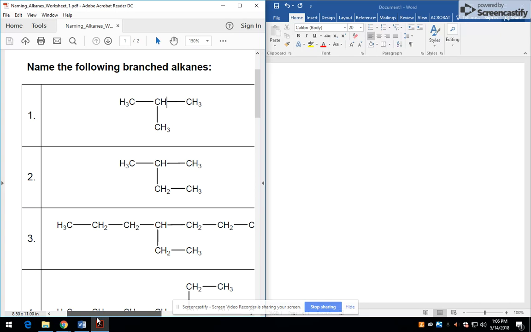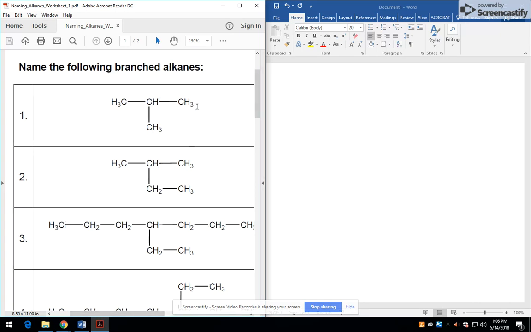So let's look at number 1. You want to always find the longest. And so if you look at the longest, I don't care how you count it, it's going to be 3. 1, 2, 3, 1, 2, 3, or 1, 2, 3. So 3. Now 3 is always going to end with propane. And that's just the end of the name. Now, we're not done yet. We've got to talk about the branch.